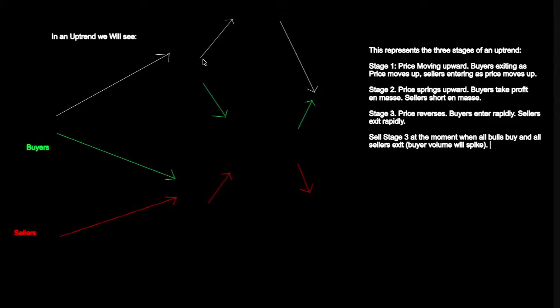And then we have a spring. So if price is moving upward, we have a very rapid increase where we typically see many buyers take profit, and many shorts short. And then we typically see price begin to come down or make a peak. And this is when many buyers buy into that market top and sellers begin to exit at the market top.